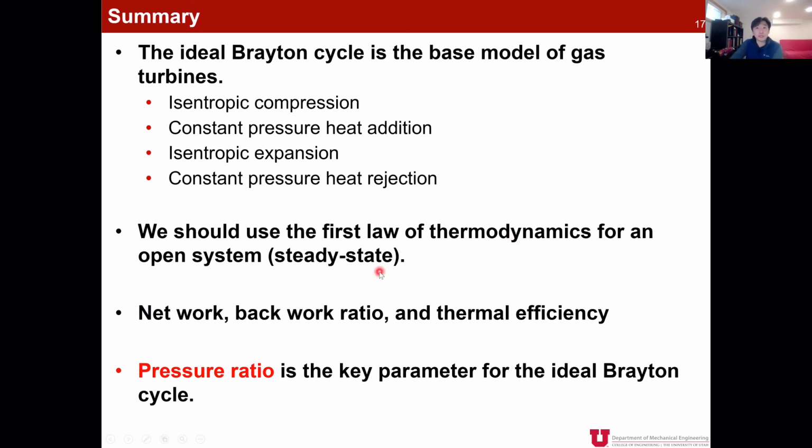In order to do the thermodynamic analysis of the ideal Brayton cycle, we have to use the first law of thermodynamics for an open system, considering steady state. So you should be very familiar with how to use the first law of thermodynamics for an open system. If you are not yet, please go back to the previous lecture notes and learn more about it. Our objective of doing the first law analysis for the gas turbine, or ideal Brayton cycle, is to get the net work, back work ratio, and the thermal efficiency.